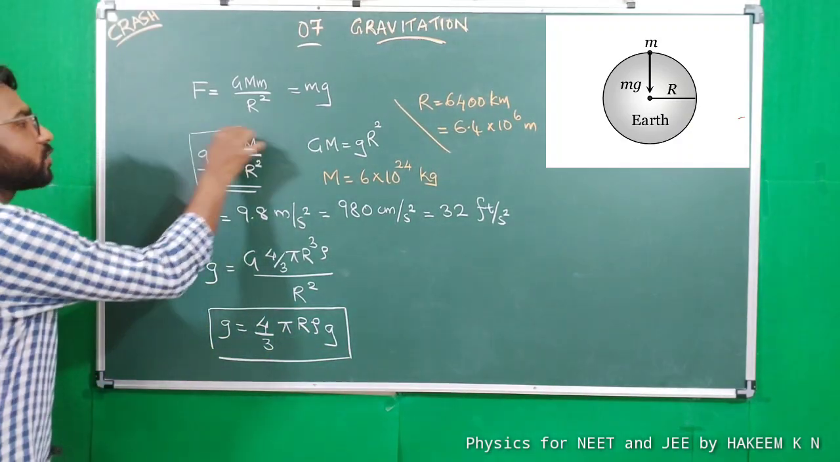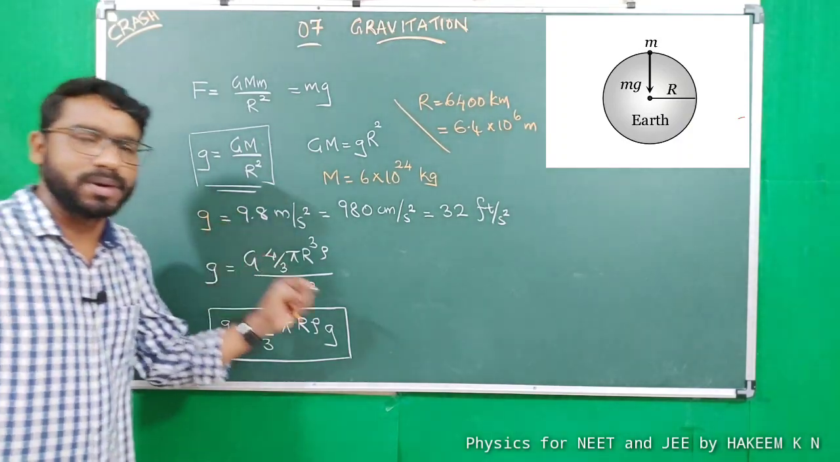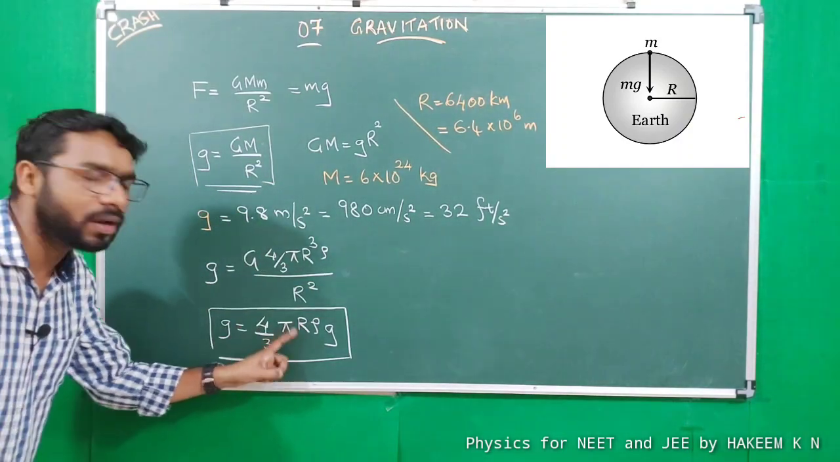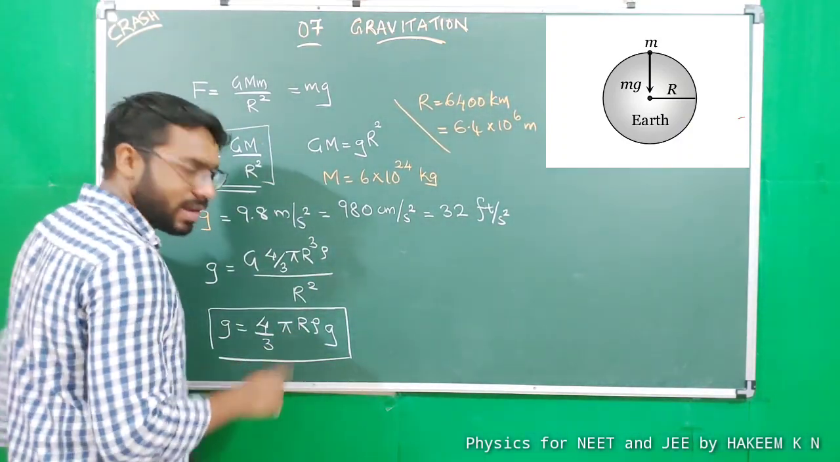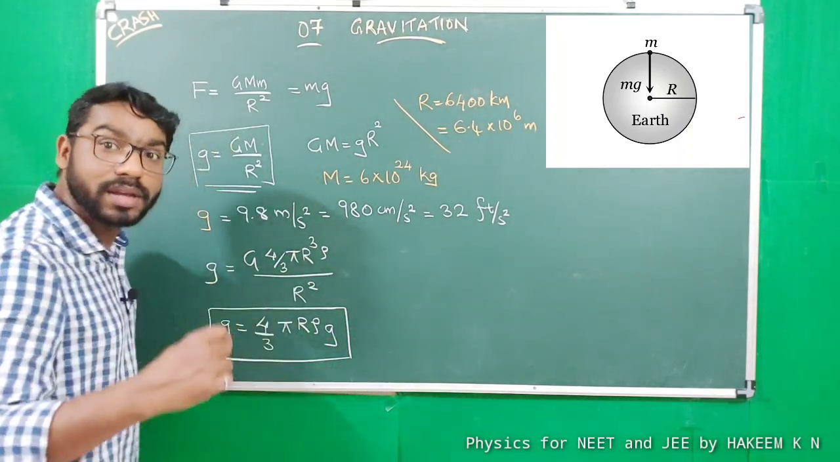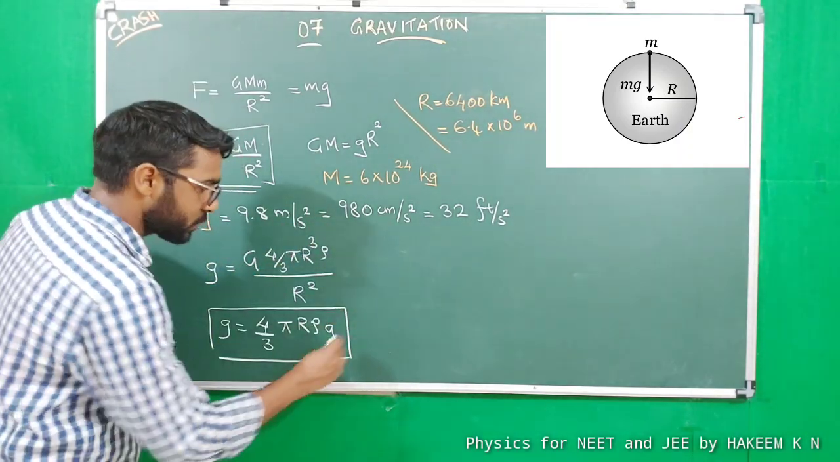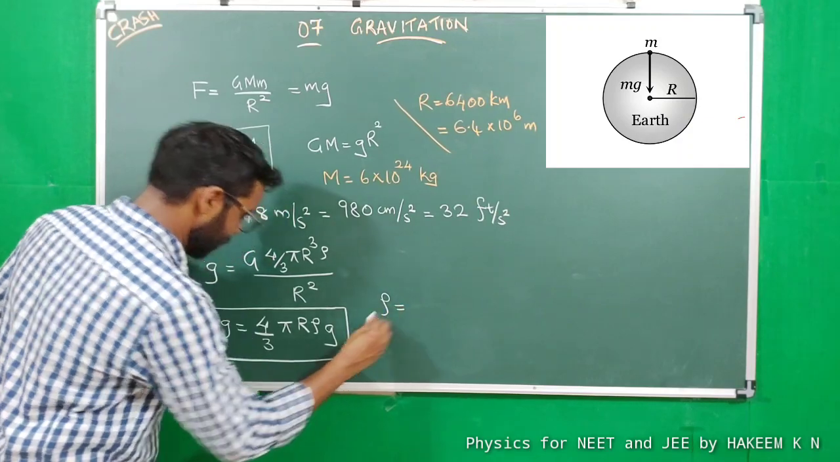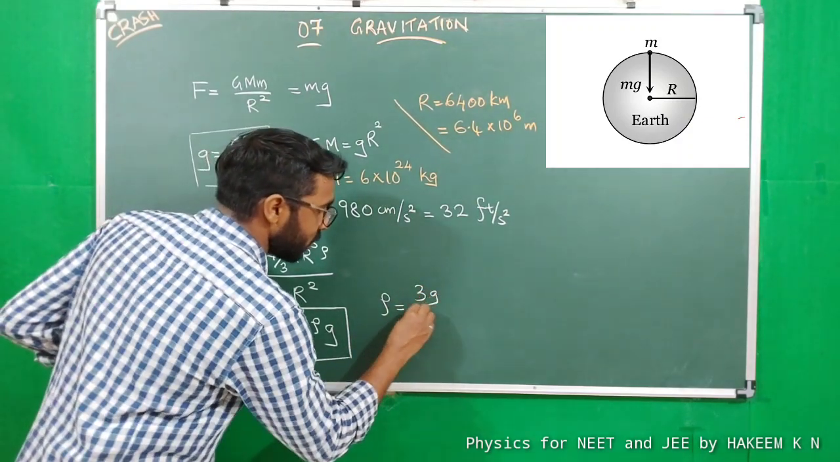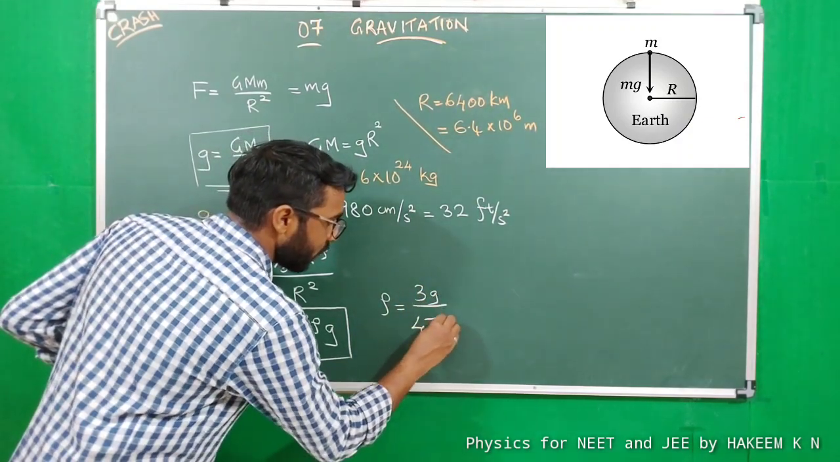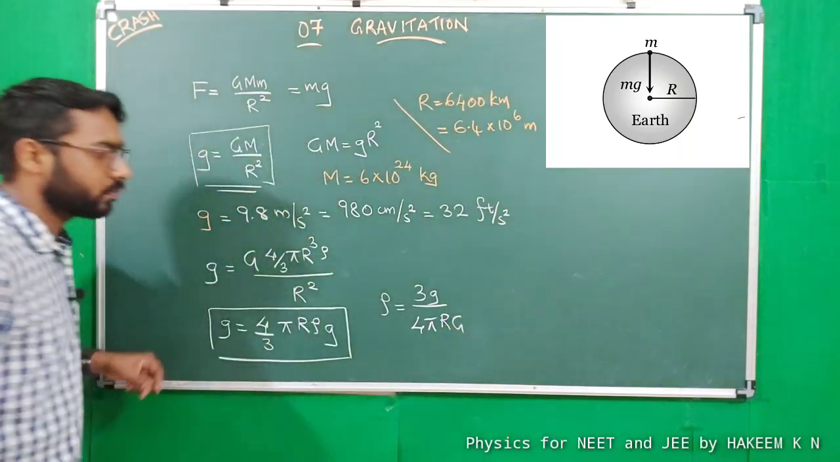So for g we have two equations, G M by R square and 4 by 3 pi R rho G, where rho is the density of Earth, the average density of Earth. So rho equal to, we will get an equation 3g by 4 pi R G.